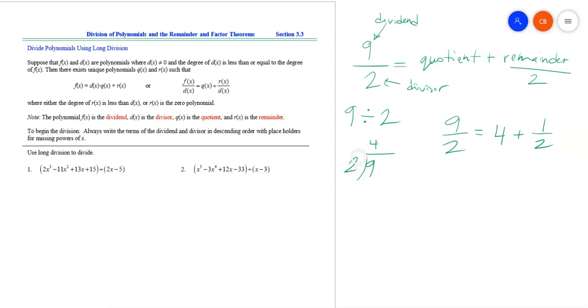And then we need to multiply these and figure out, okay, it went into there 4 times, so how much is going to be left over? And so we say, well, after 2 goes into 9 4 times, that basically is 8. And so we subtract them, we say there's 1 left over. So we'd say 4 with a remainder of 1. Now, this is what's going on with numbers.